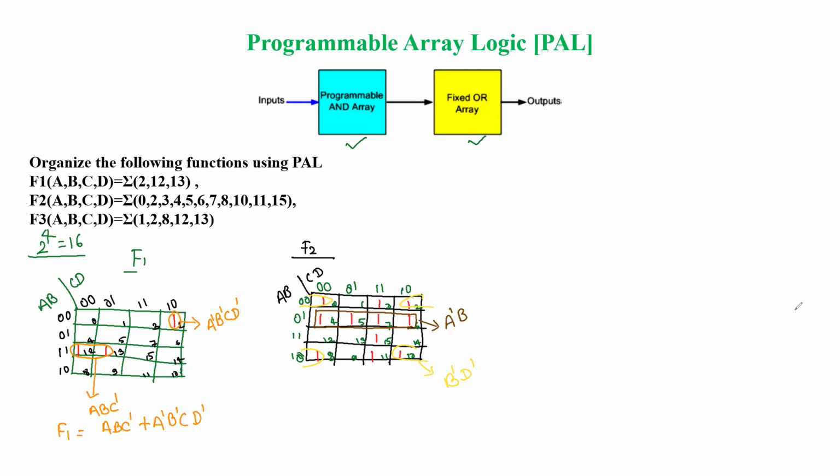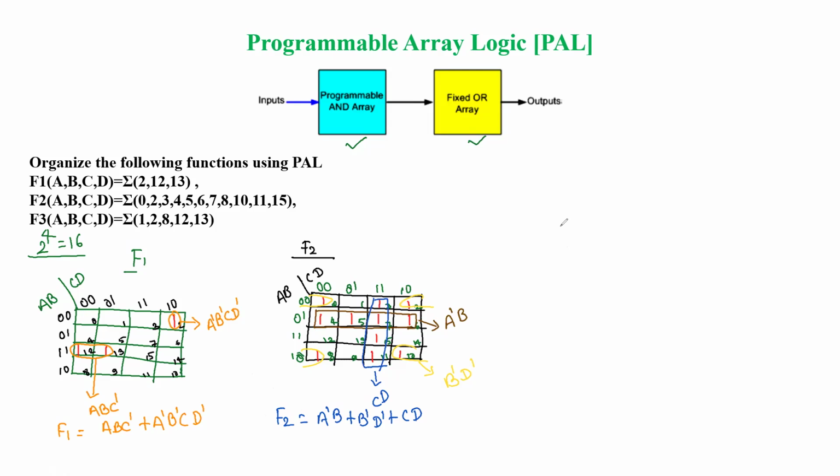Next we have another combination. Can you observe it here? That is the third column. For the third column, the row-wise common is nothing. Column-wise common is B. So finally, the F2 function is A dash B plus B dash D dash plus C.